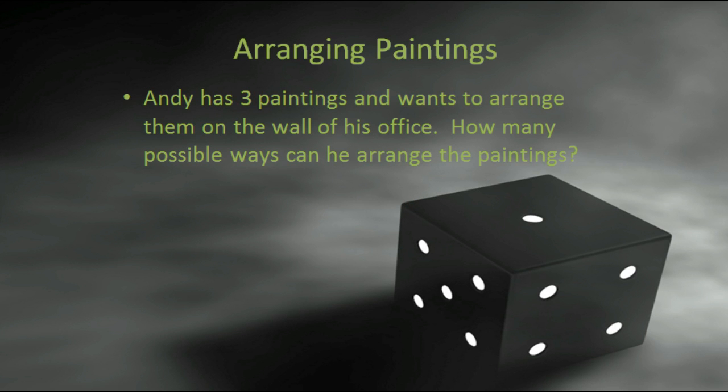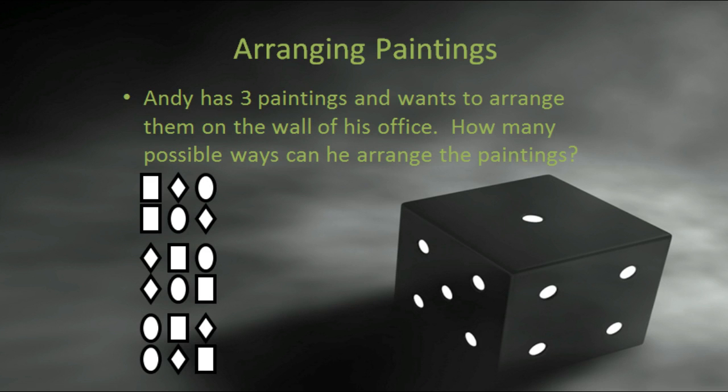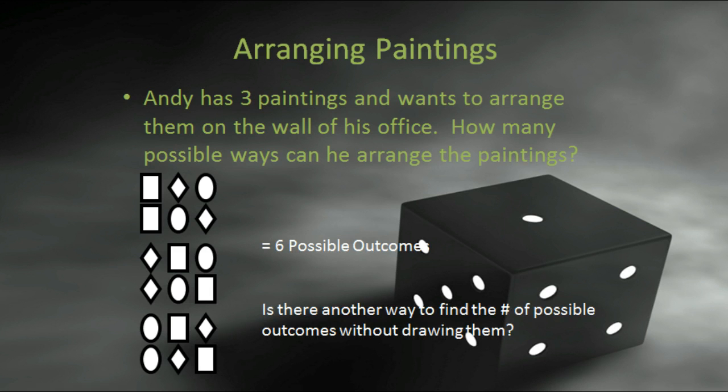So Andy has 3 paintings, and he wants to arrange them on the wall in his office. How many possible ways can he arrange them? And we can go through and list each one of them. Let's say one is a rectangle, one is a diamond, and the other one is an oval. If we wanted to, we could just draw them all out, arrange them all, and see how many different arrangements we can make up. If we did that, it'd take a little bit of time. We'd find out that there are 6 possible outcomes. But there's got to be an easier way to determine this.